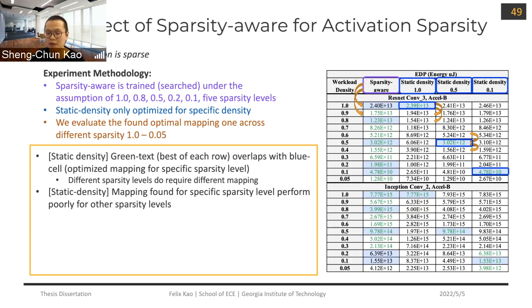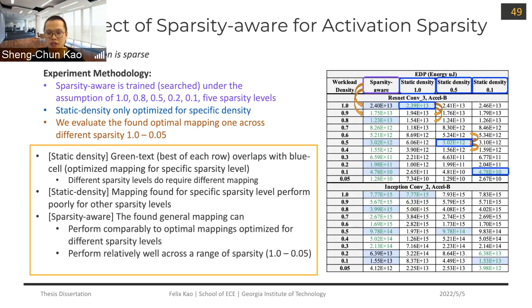Next, we see how this mapping performs at other sparsity levels. We can find that a mapping found for a specific sparsity level performs poorly for other sparsity levels. Then let's see sparsity aware. I want to reiterate that it found one fixed mapping, and we test it across density from 1.0 to 0.05. We can see that many green texts are located in the first column. It means that it can achieve the best performance across many sparsity density levels. Note that it performs just a little inferior or comparable to the static density one, which is specifically optimized for one density level. For example, at density level 1.0, sparsity aware achieves an EDP of 2.40, and static density, which is specifically optimized for 1.0 density, achieves 2.39. So you can see that sparsity aware is inferior, however very close to the optimized one.